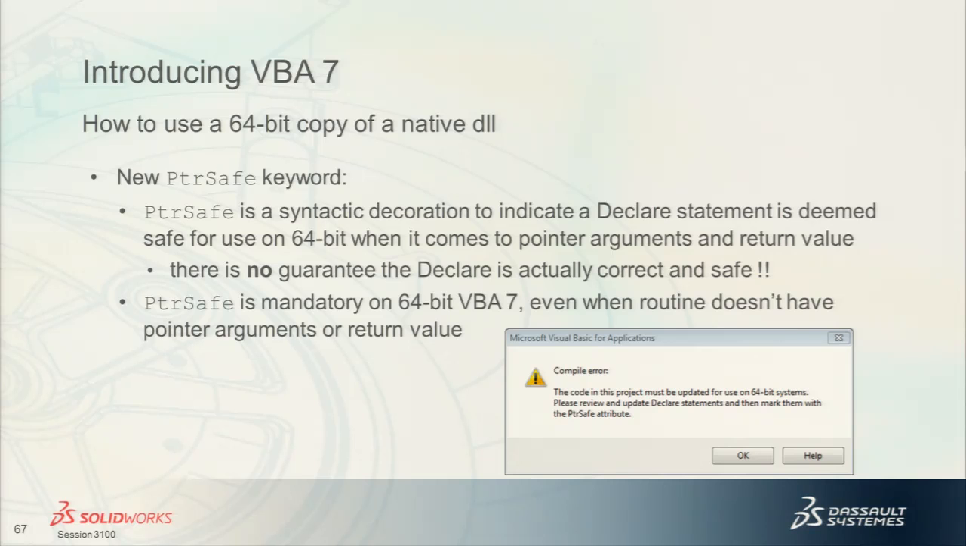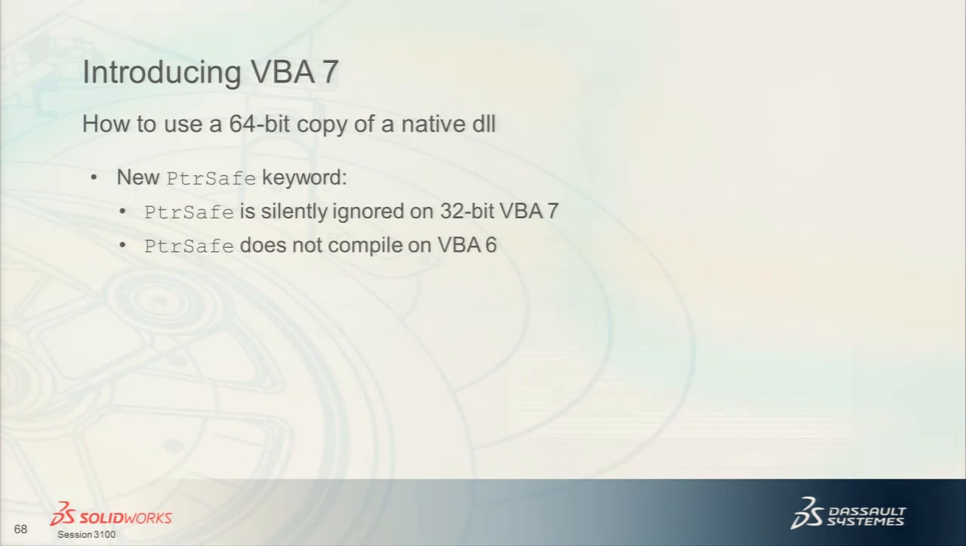So there is actually no guarantee whatsoever that the declare statement is correct. But it's mandatory on 64-bit, even if you don't use pointers. It wants to see it on every function and method that you use from a DLL, so that can be quite tedious. Luckily, it's ignored on 32-bit. If it's there, it's fine. If it's not there, it's also fine.